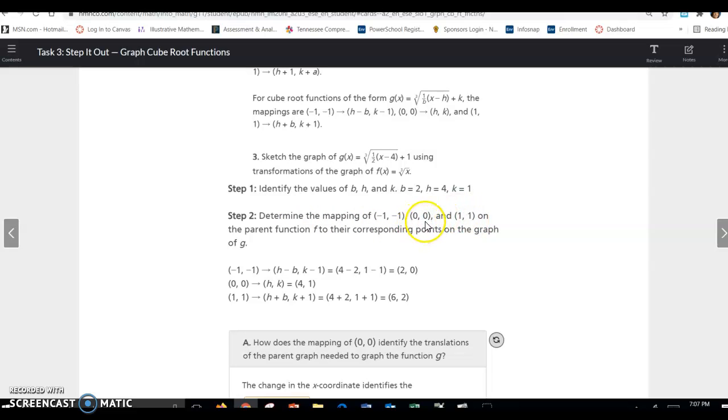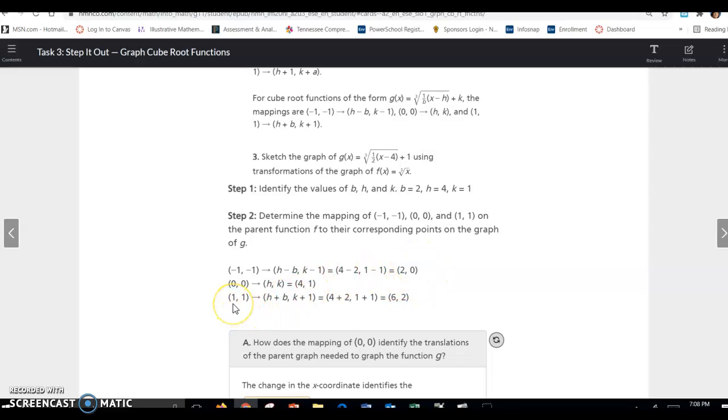Determine the mappings for (-1, -1), (0, 0), and (1, 1). So we know (0, 0) goes to (h, k), so that's going to be (4, 1), which is what (0, 0) goes to. That's the easy one, the one in the middle. And then the (-1, -1), remember it goes to (h minus b, k minus 1). So h is 4 and b is 2, so 4 minus 2 is 2. And then k minus 1, k is 1, 1 minus 1 is 0. So that's where the (2, 0) comes from.